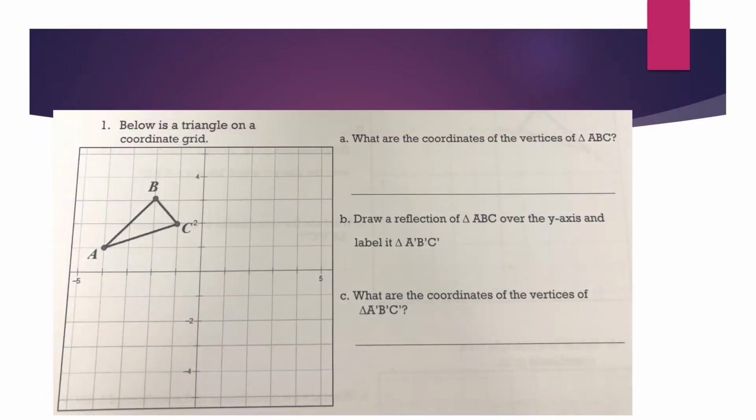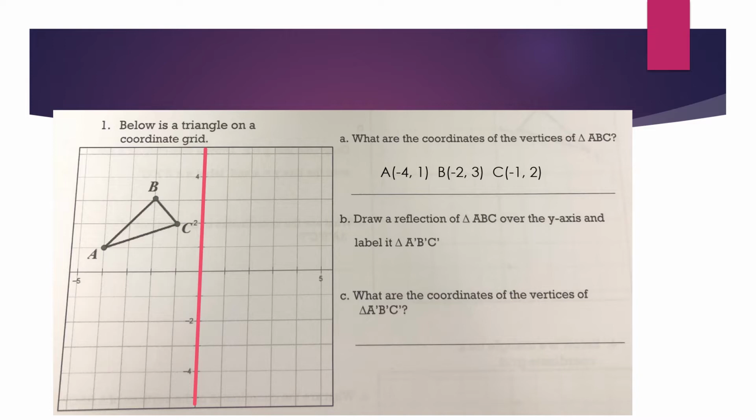So let's look at our first part. On your page, you should see this triangle on the coordinate grid. We should know what the coordinates of the vertices of triangle ABC are, and we'll put that up in just a second. But the biggest thing it says is draw a reflection of triangle ABC over the y-axis, and we want to label it A prime, B prime, C prime. So the y-axis is this line. What we want to do is take the points for A, B, and C and reflect them on the other side of that line. Now, A is at negative 4, 1, B is at negative 2, 3, C is at negative 1, 2.